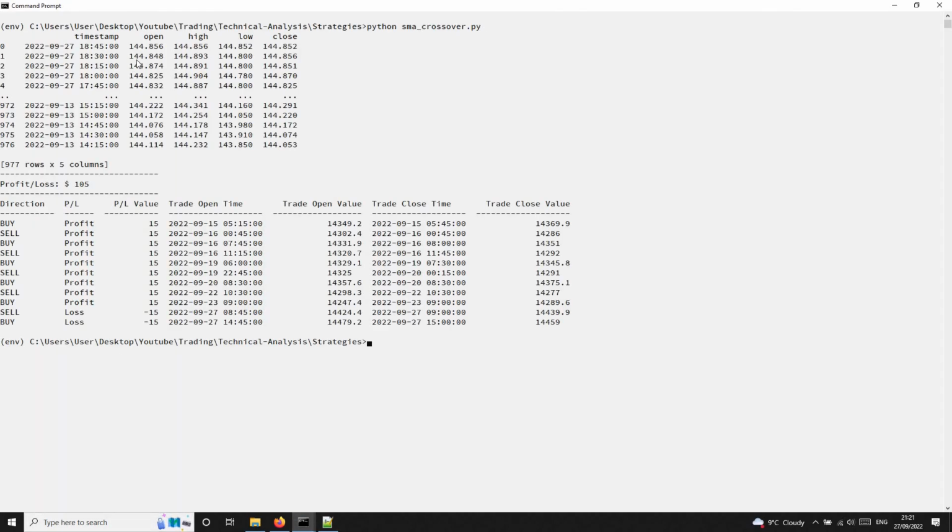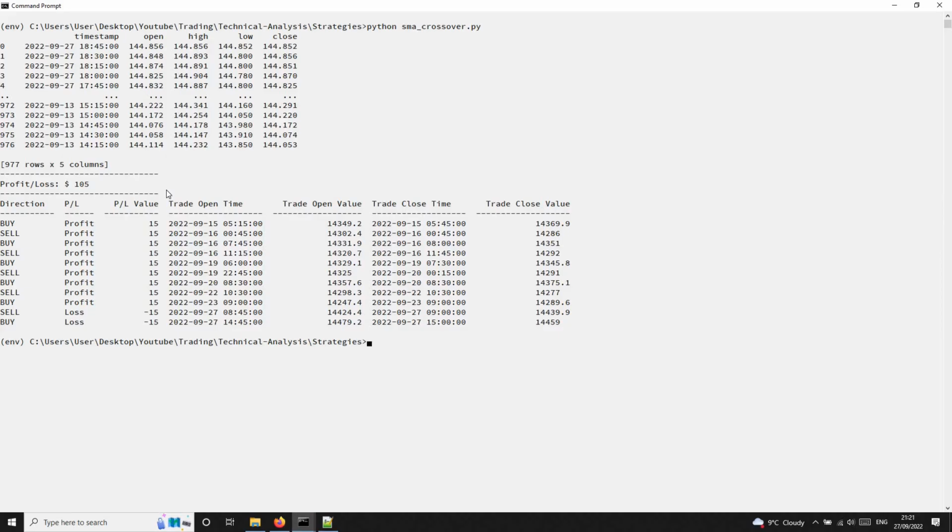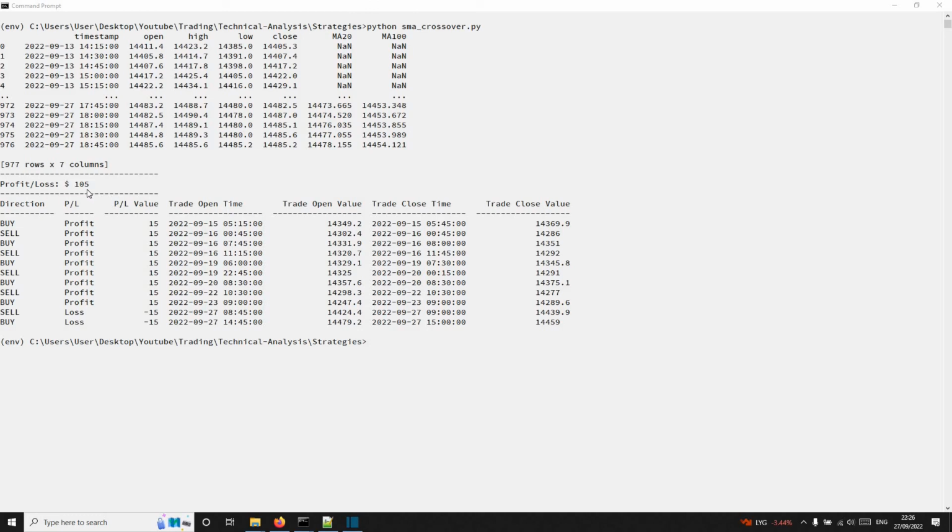Oh, I need to change this one. Shall I show you? Okay, let's show you. Now what happened? Sorry, we printed before the DF. If I show you the data one, then you will see it has been multiplied by 100. Let me do it again. Okay guys, this one is in profit as well.